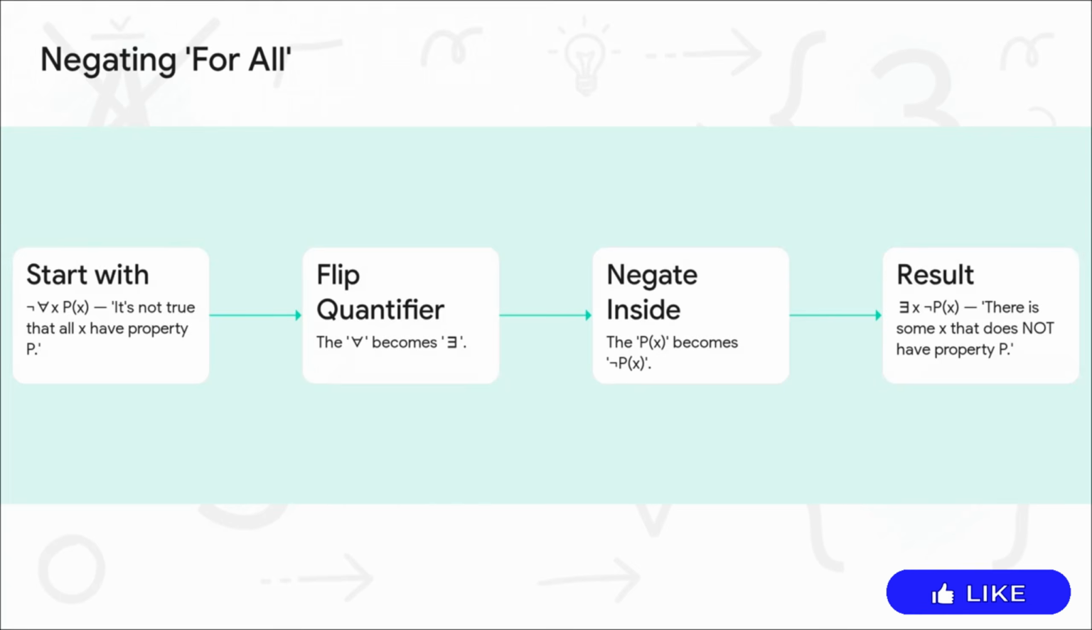That's it. And there it is. This is the answer to our puzzle from the beginning. To say not everyone passed the test is logically the exact same thing as saying there exists someone who did not pass.